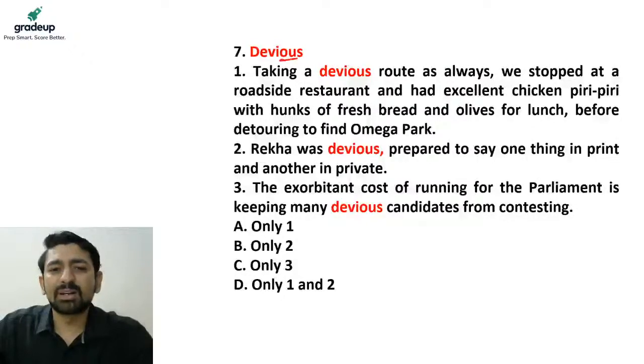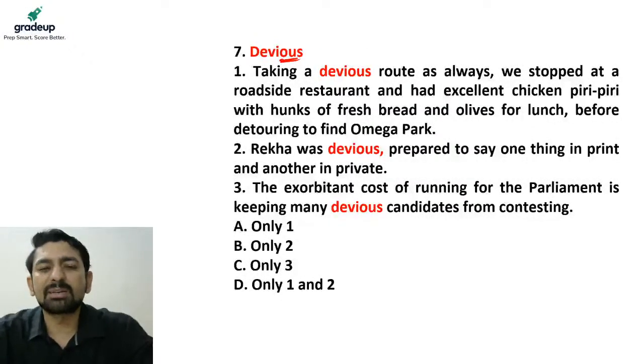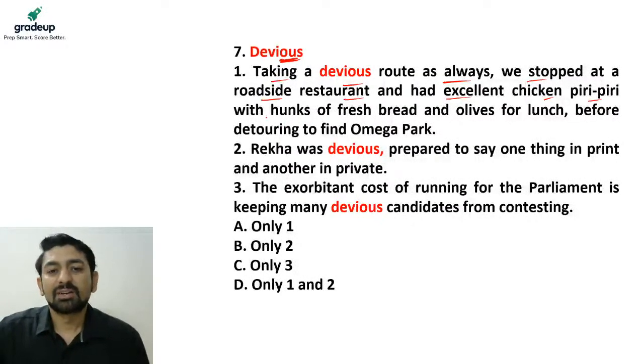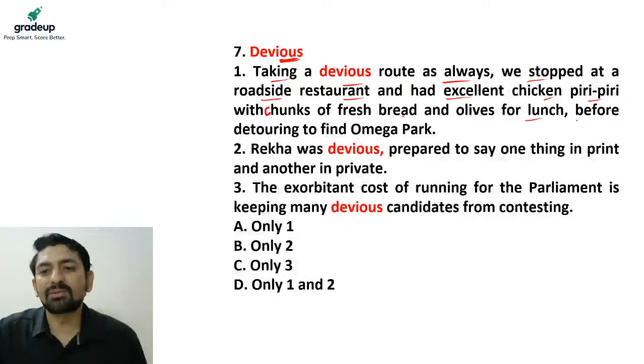The seventh word is devious. Now, what's the meaning of devious? Probably some of you do not know, some of you might know it. Now, let's look at the sentences. Give me the answers to this one. First says, taking a devious route as always, we stopped at a roadside restaurant and had excellent chicken piri piri with chunks of fresh bread and olives for lunch before detouring to find Omega Park.